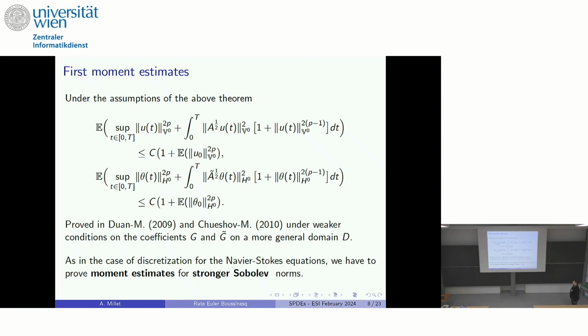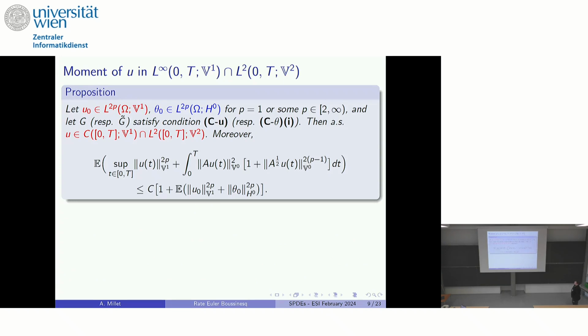I guess it was first proven in a joint paper with Xinxiao Duan long ago. Then we refined it with Shuishoff in a much more general setting, with more general assumptions on the diffusion. But again, the problem is that I will need to raise regularity by one step. It's not going to be good enough to have uniform-in-time control of the L2 norms of both temperature and velocity. I will have to have an H1.